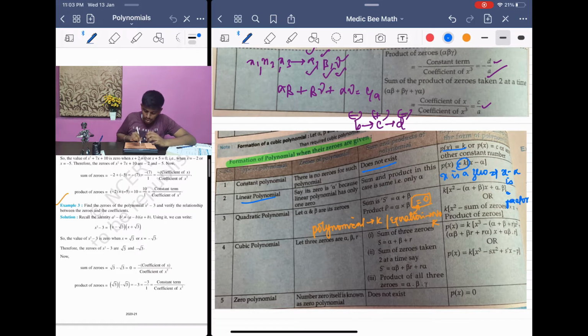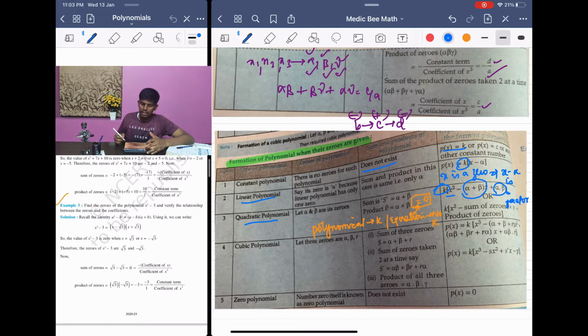The third type is a quadratic polynomial. A quadratic polynomial will have two zeros. Let us call them alpha and beta. The sum of the zeros will be alpha plus beta, and the product of the zeros will be alpha into beta. So what will be the form of the polynomial? It will be k into, you will have the coefficient k for the total polynomial, and inside the bracket you will have x squared minus alpha plus beta into x plus alpha beta. What is alpha plus beta? It is the sum of the zeros. What is alpha into beta? It is the product of the zeros.